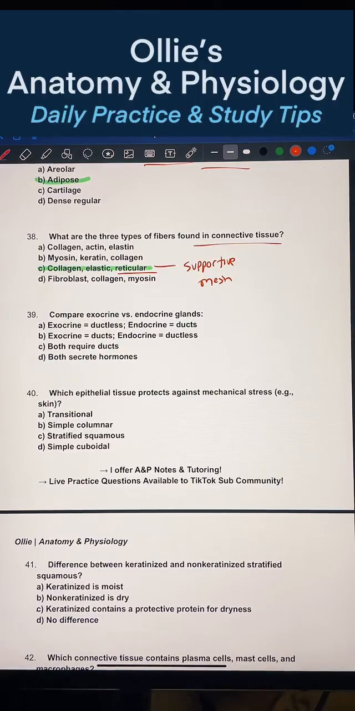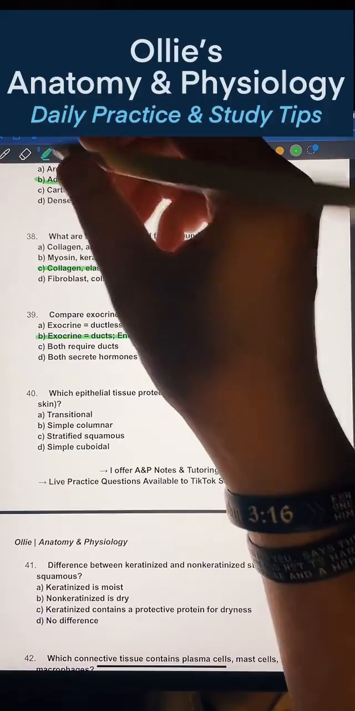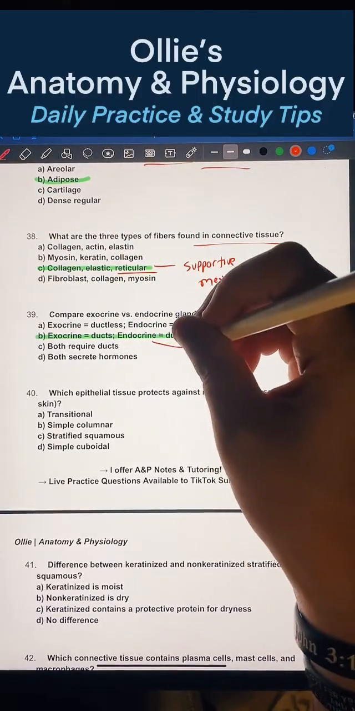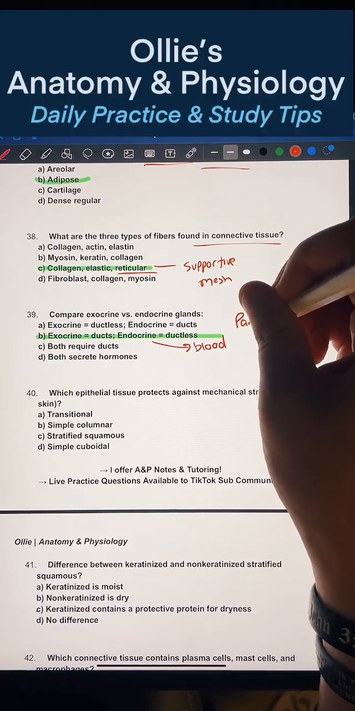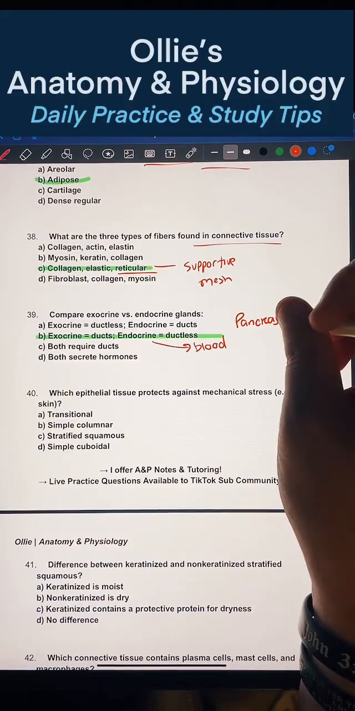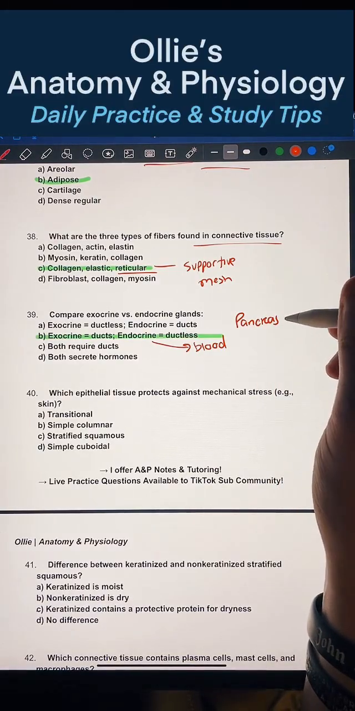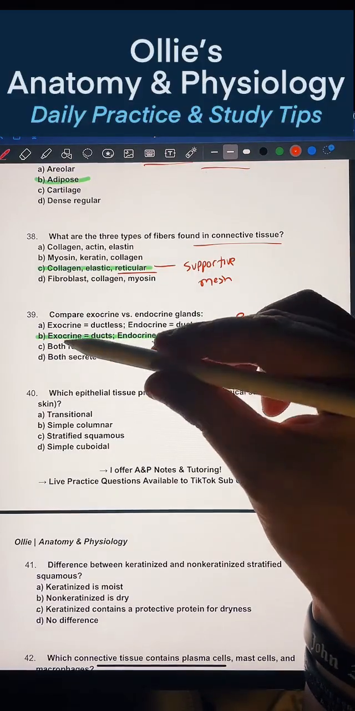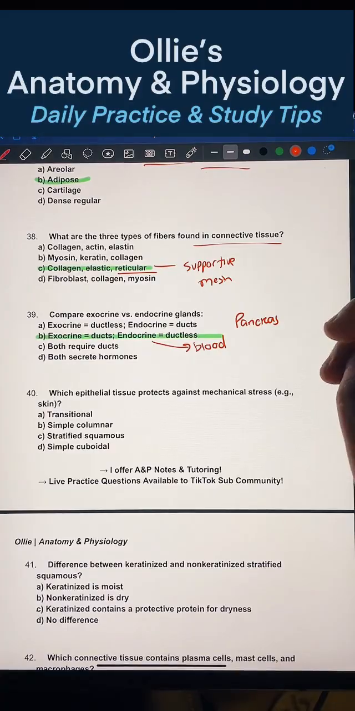Number 39, the answer is B. Exocrine is in the ducts. Endocrine is ductless. This is into blood. The example I always use is the pancreas, because the pancreas is going to secrete insulin and glucagon into your blood to lower your blood sugar. It will release digestive enzymes into your small intestine for digestion. So again, exocrine into ducts of your small intestine.